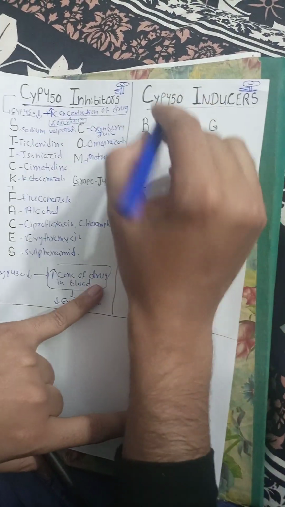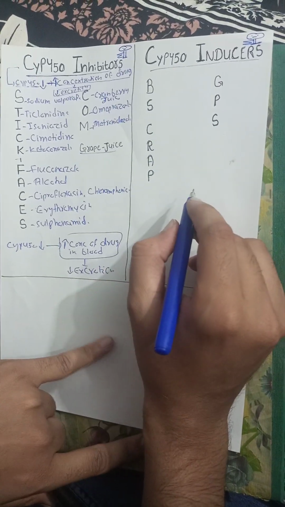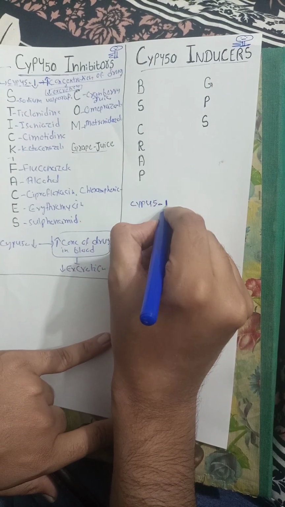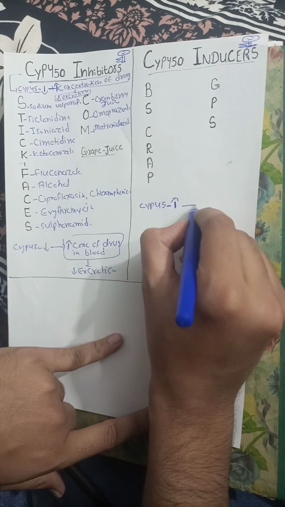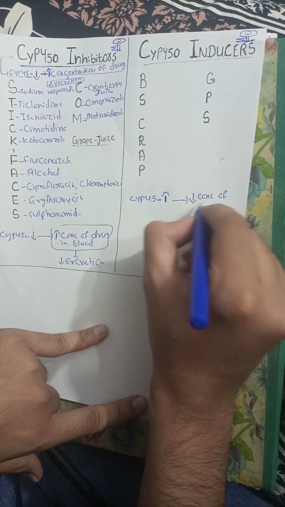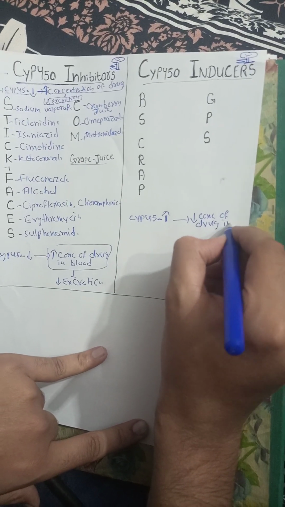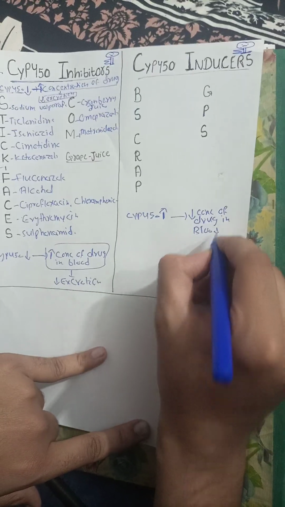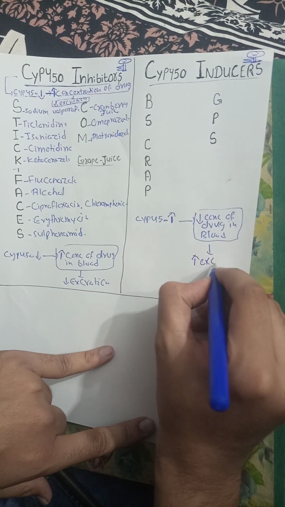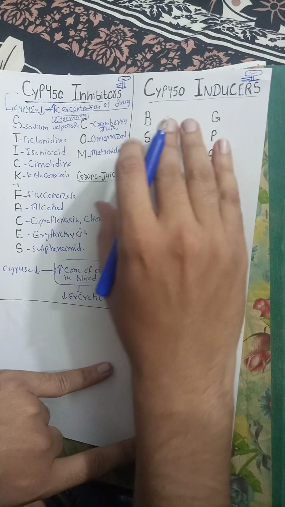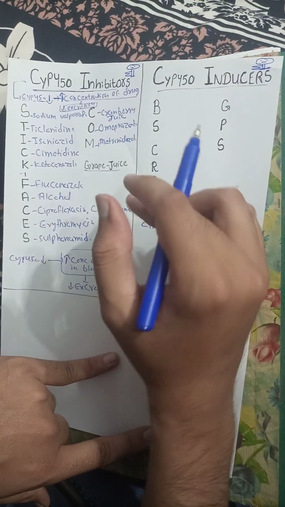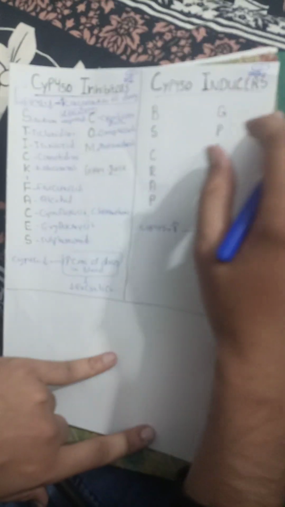Now let's talk about CYP450 inducers. CYP450 inducer means CYP450 activity is increased. If CYP450 activity is increased, it means decreased concentration of the drug in the blood and increased excretion. This is one of our mnemonics, mostly useful for CYP450 inducers.